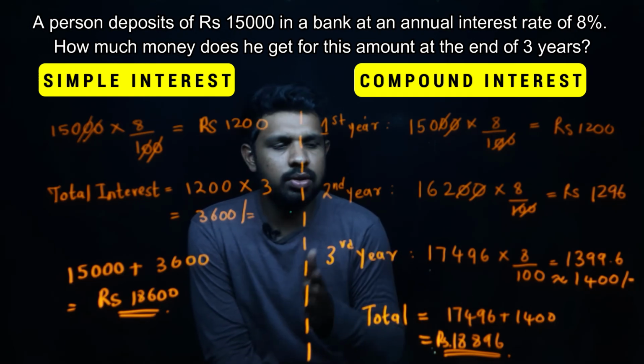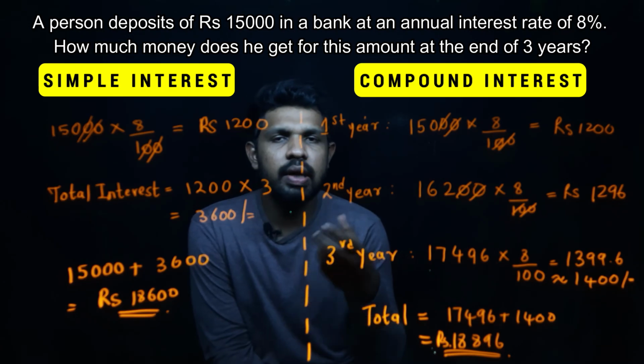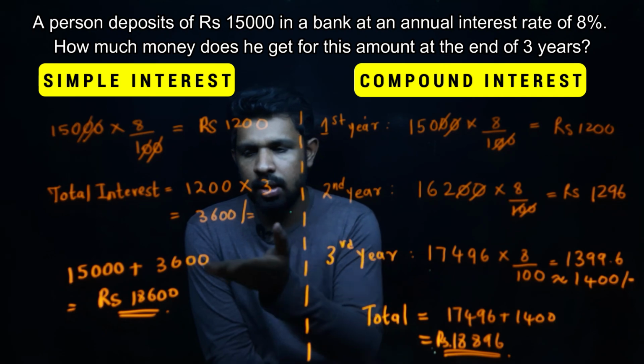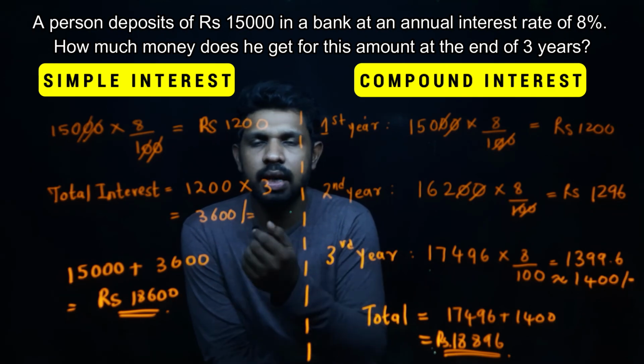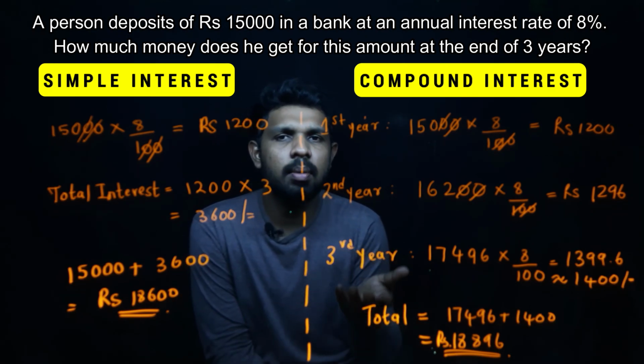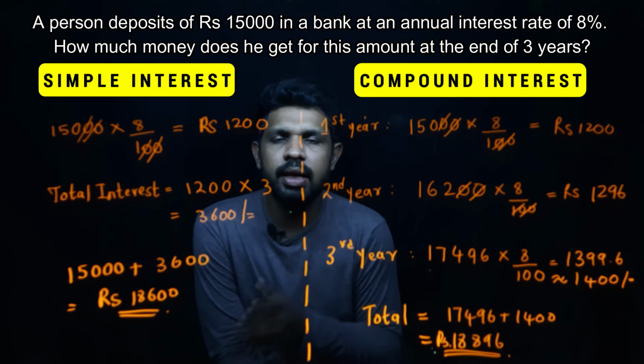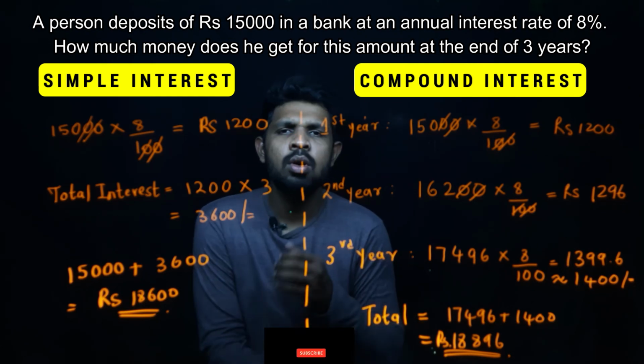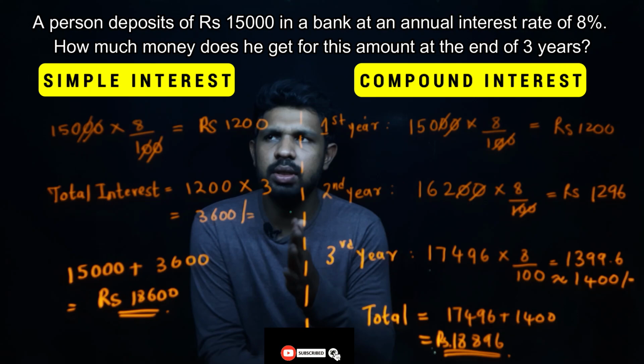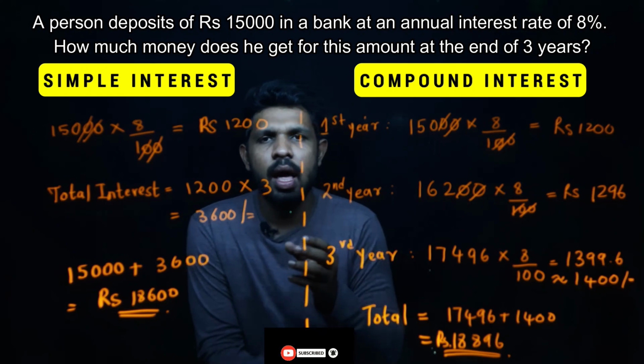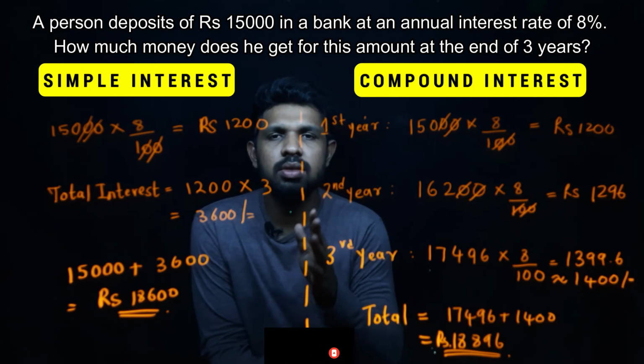So when you compare these two, according to this question, going for a compound interest scheme is more worthwhile, because you can notice the amount obtained through simple interest is 18,600, but in the compound interest scheme the amount is 18,896. So hope you all understood the difference between simple interest and compound interest and how to calculate interest based on the situations.